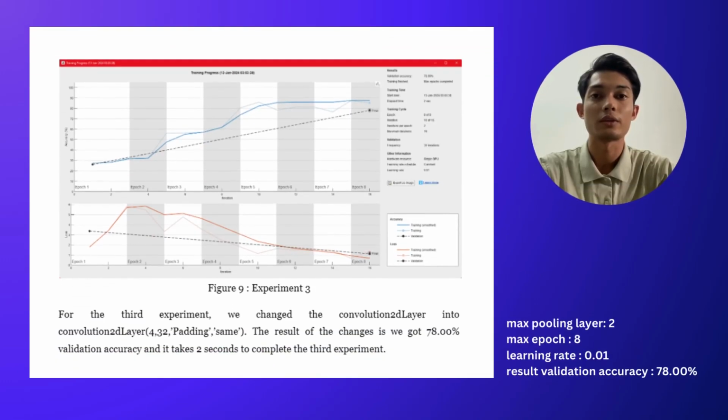For the third experiment, we changed the convolution layer into a new size, and as a result of the changes we got 78% validation accuracy, and it takes 2 seconds to complete the third experiment.